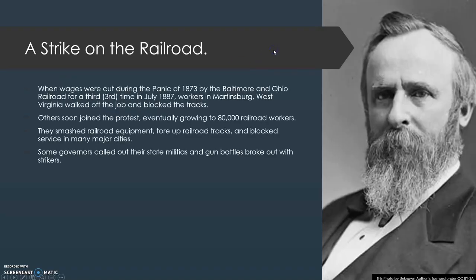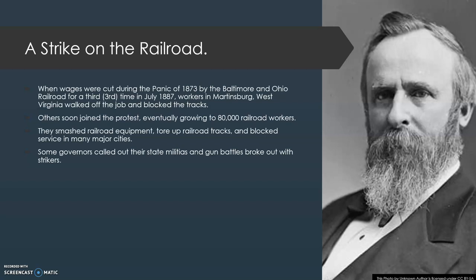A strike on the railroad. When wages were cut during the Panic of 1873 by the Baltimore and Ohio Railroad for a third time in July 1887, workers in Martinsburg, West Virginia, walked off the job and blocked the tracks. Others soon joined the protest, eventually growing to 80,000 railroad workers. They smashed railroad equipment, tore up railroad tracks, and blocked service for railroads in many major cities.